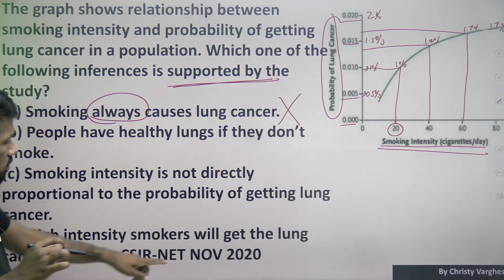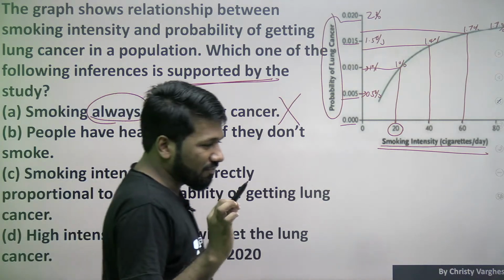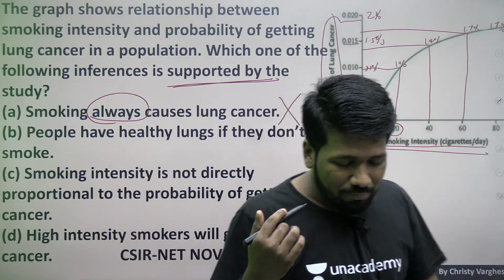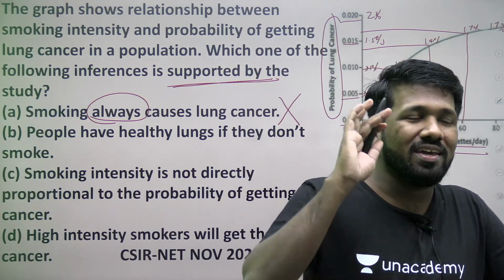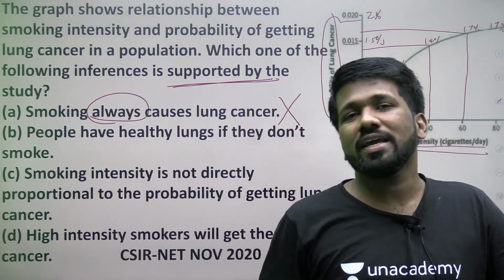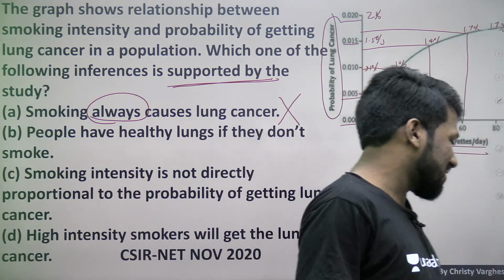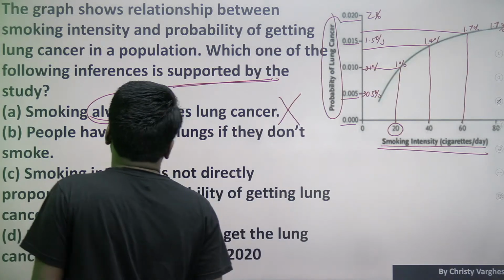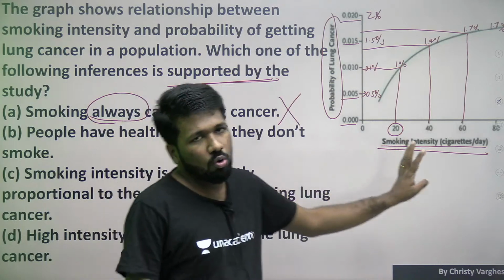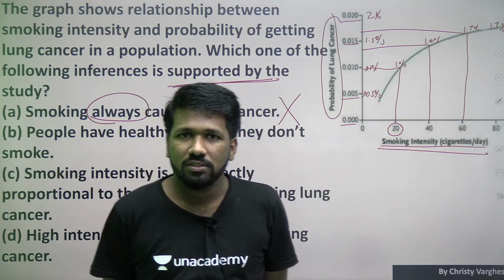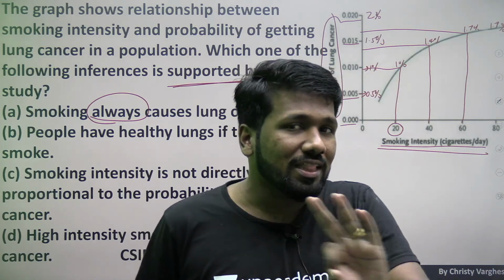This was the 2020 NET exam problem. This is a question checking whether you are biased while analyzing a question, or whether you are clouded by the perspectives that you already have while you interpret the data. That is what is being checked. So next sentence, people have healthy lungs if they don't smoke. Again, this data is given only regarding smokers. About non-smokers, this study is not saying anything.